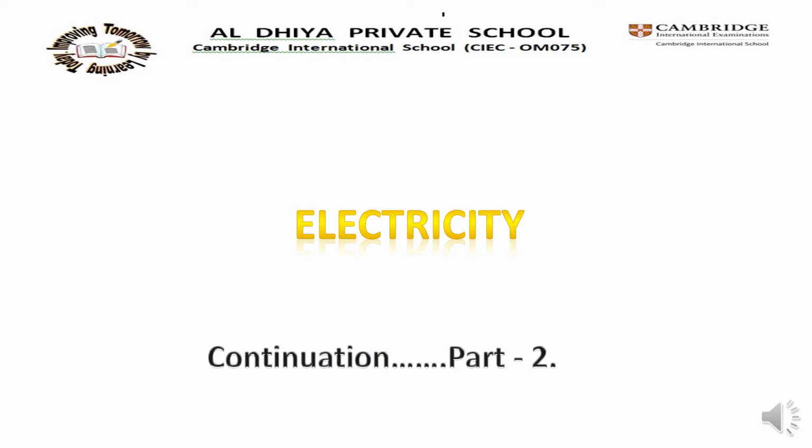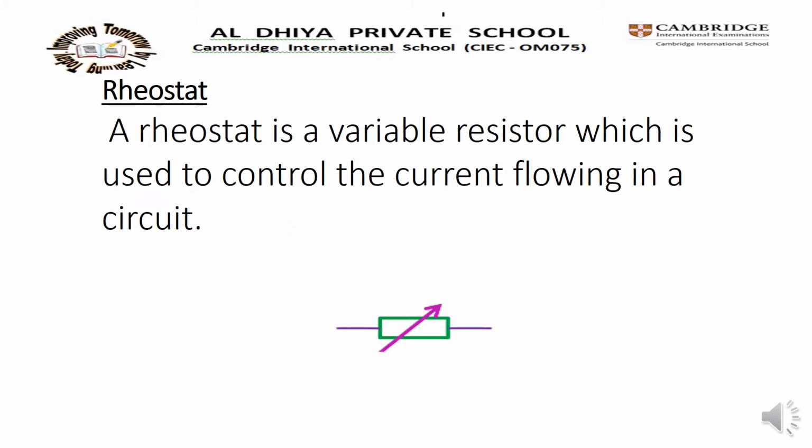This is a continuation of the unit electricity. In the previous class, we discussed the resistors and the different types of resistors. Here we are discussing the rheostat. What is a rheostat? A rheostat is a variable resistor which is used to control the current flowing in a circuit.